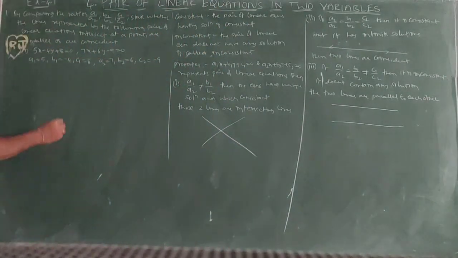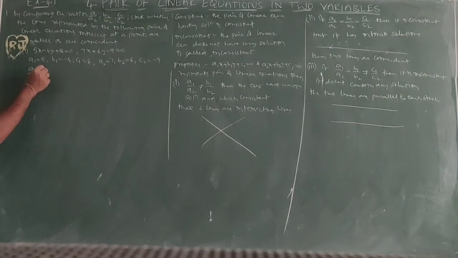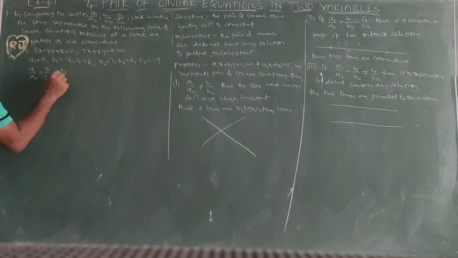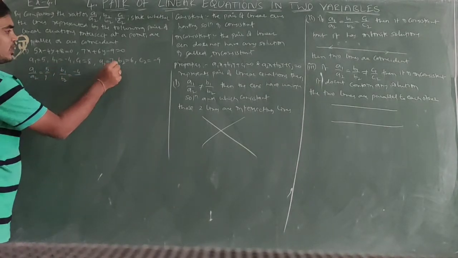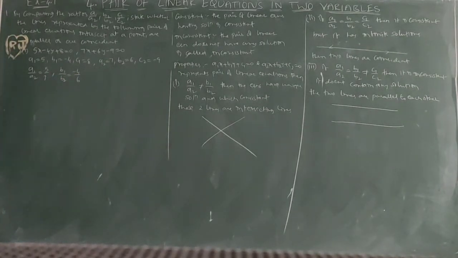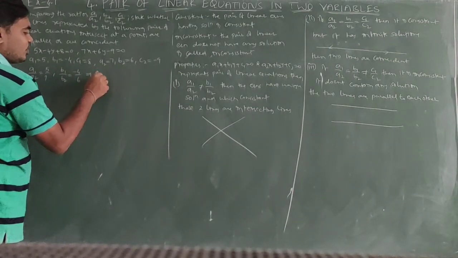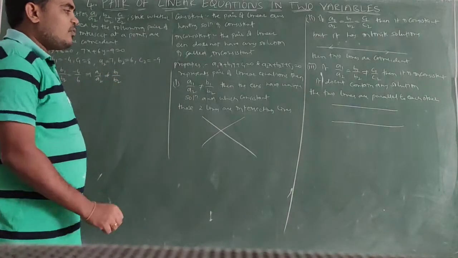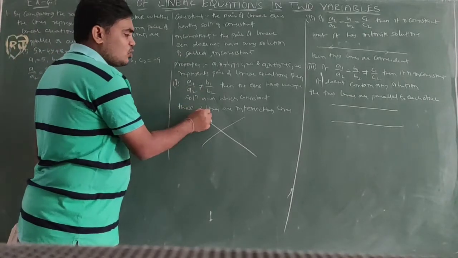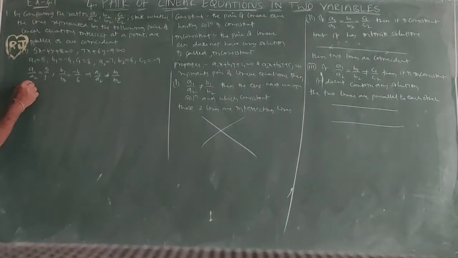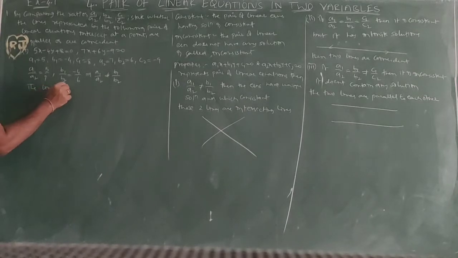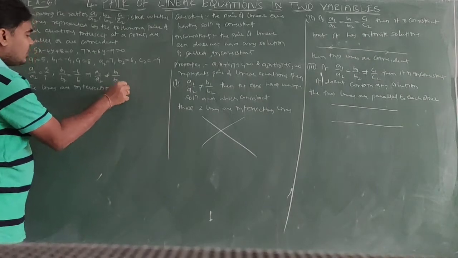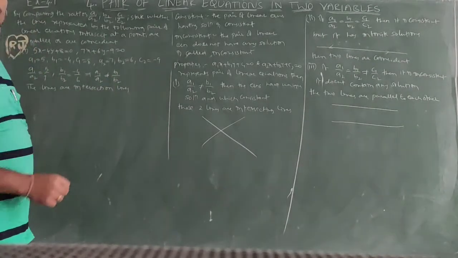So first, A1 by A2 equal to 5 by 7, B1 by B2 equal to minus 4 by 6. So these two are not equal, which implies A1 by A2 not equal to B1 by B2. So directly it is the first condition. If this is satisfied, those two lines are intersecting lines. So the lines are intersecting lines. If these two are equal, we need to find out C1 by C2.